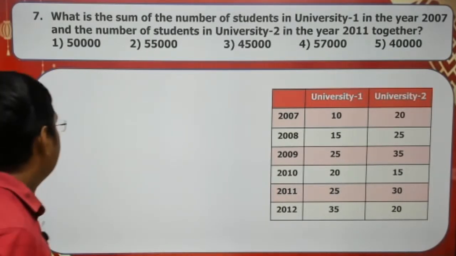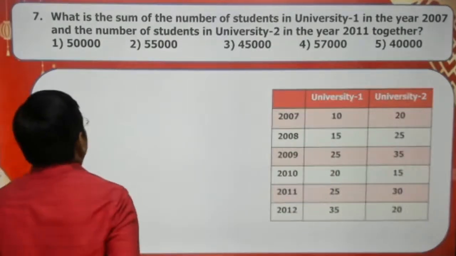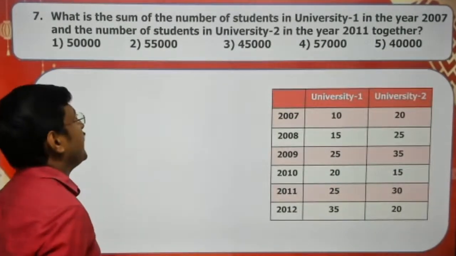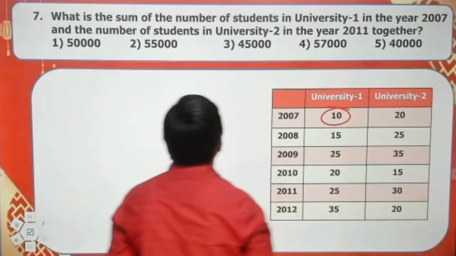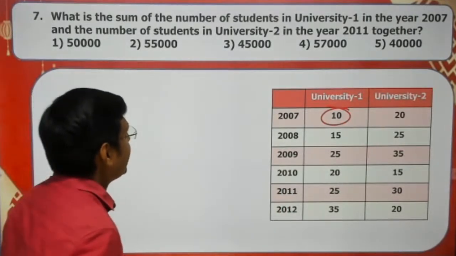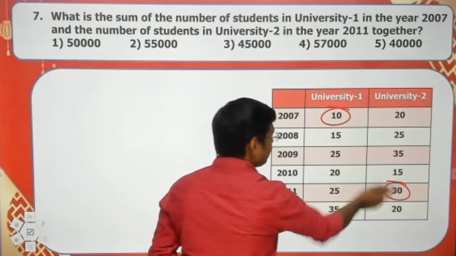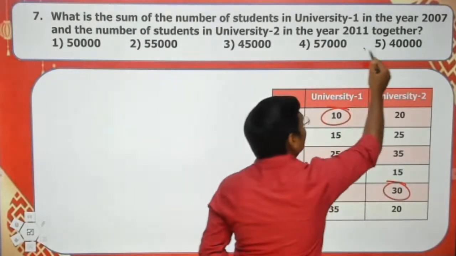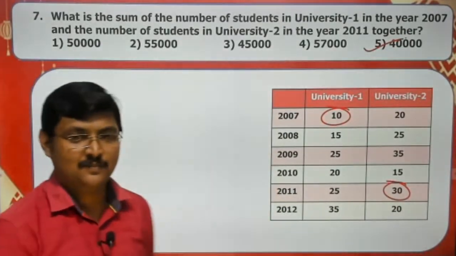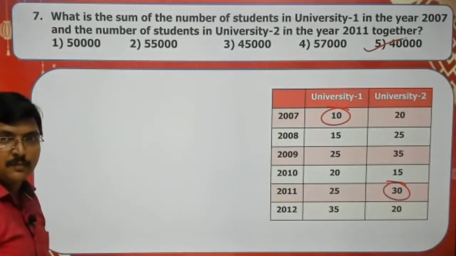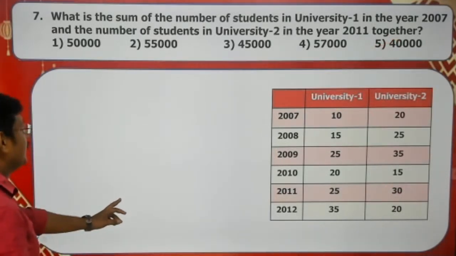Yes, time up. Question number 7. I am not wasting time. What is the sum of the number of students in University 1 in the year 2007? University 1, 2007, so 10,000, and the number of students in University 2 in the year 2011, University 2, 2011, 30. So the sum is 10,000 plus 30,000, and the answer is option number 5, because we need to find only the sum. So the answer is 40,000. Very good. Option number 5, correct. Moving on to the next question, question number 8, and your time starts now.